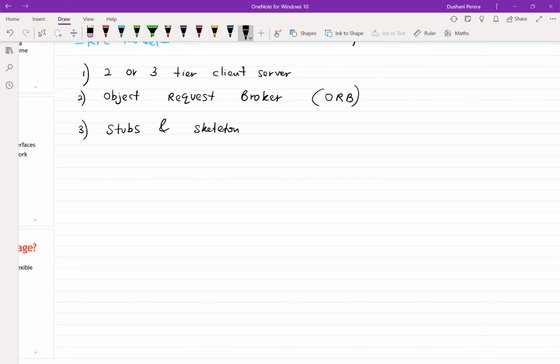Okay. So the two-tier client server is used to describe a computer system where a request is sent by the client and the server responds to the request using its own resources. Okay.